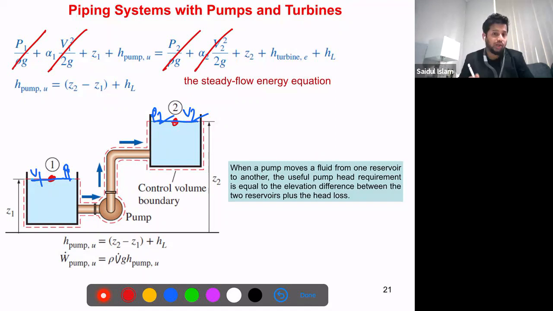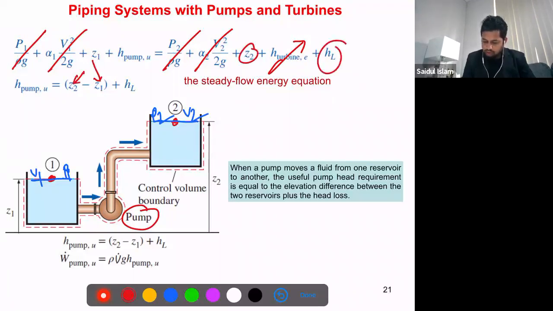Do we have any turbine here? We have the pump, but we do not have any turbine. You can cancel out the turbine as well. So what else do you have? You see, you have this Z1. You have this Z2, this head loss, and it's the pump head.